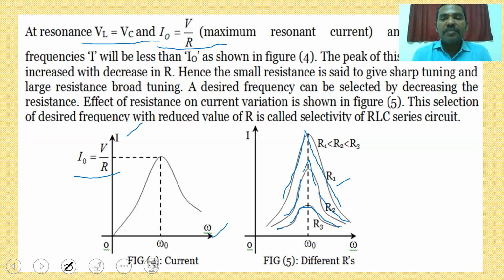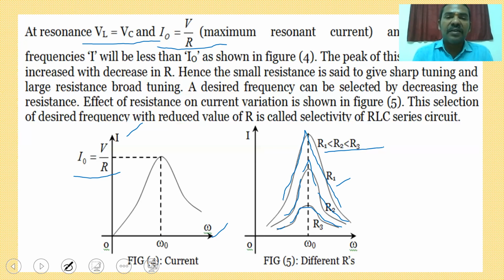You are getting a pass band. So this is the selectivity property of the resistance, in such a way that for any electrical network under resonating condition, if the resistance is very low, you can get a very narrow pass band of the current, and if the resistance is very high, you can get a wide pass band of the currents. Okay, so this is the condition you are getting with respect to R1 less than R2 less than R3.